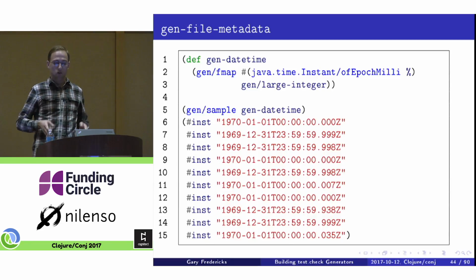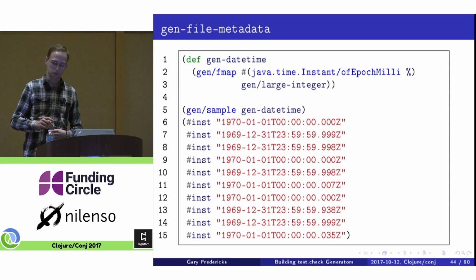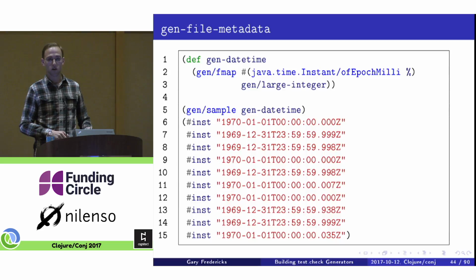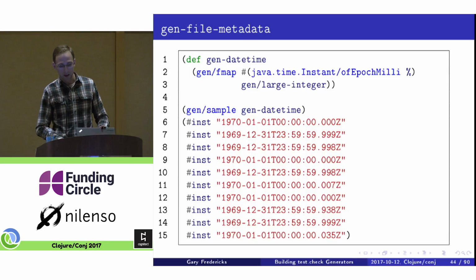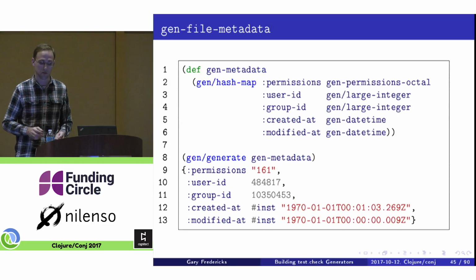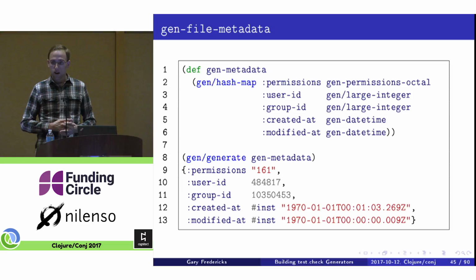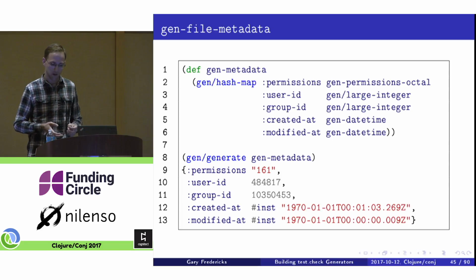So if we do this, we get a whole bunch of timestamps that are all several milliseconds off of midnight 1970. Which is a little weird, and I'm going to come back to that later on. But for now, this definitely generates some timestamps. So we can wrap these up in a metadata generator, add on some user IDs and group IDs for fun, and we'll get this generator that generates a map with 5 entries. And that's pretty good.